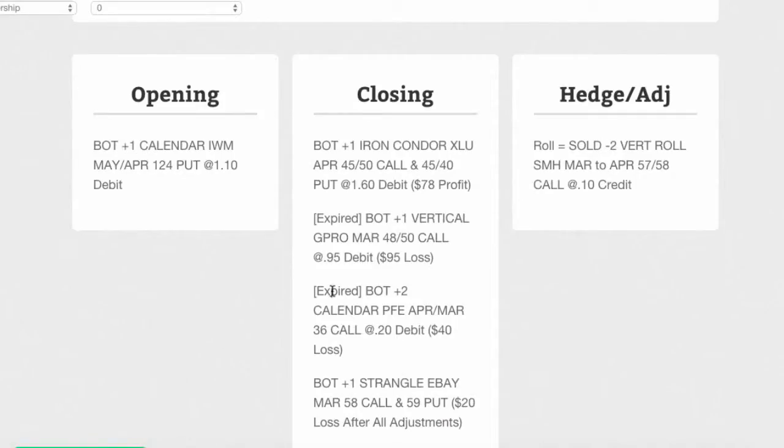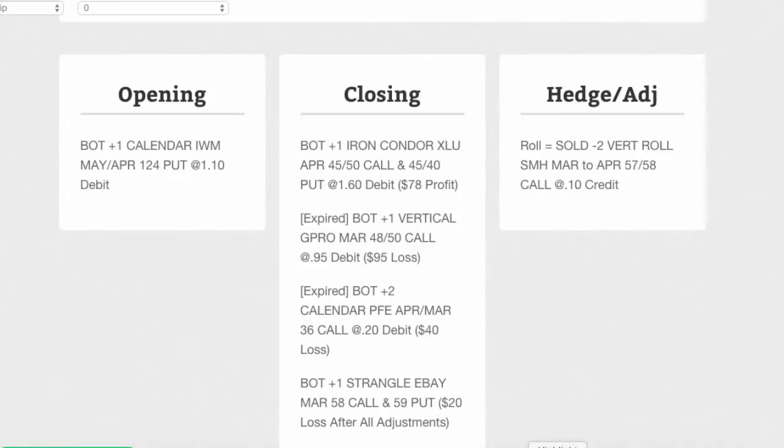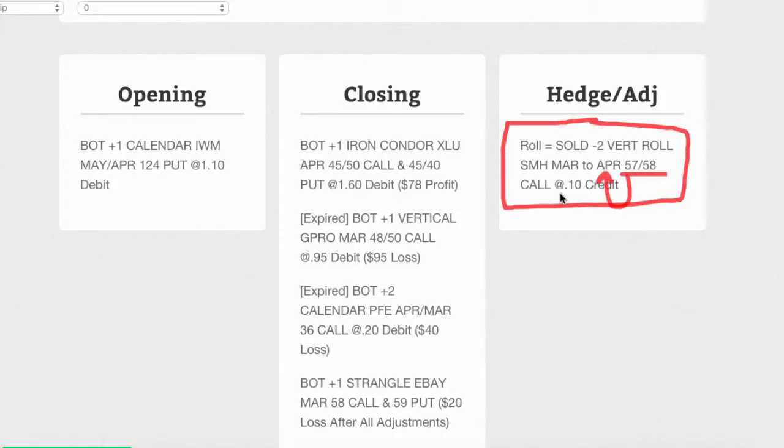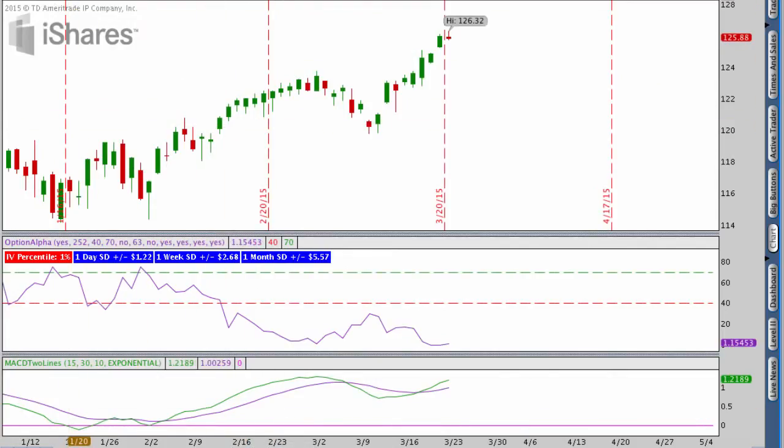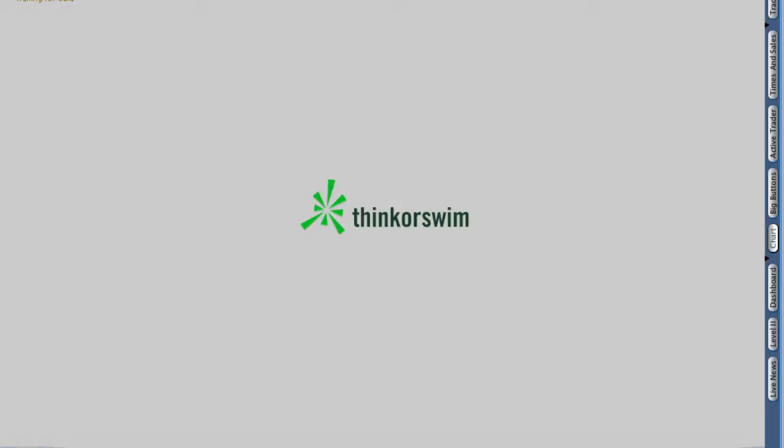The other trade I want to go over real quick is our hedge or adjusting trade. We did have an opportunity to roll our SMH call spread. We had the call spread in March, the 57/58 call spread, and had an opportunity to roll that out from March to April. So you can see we rolled that position from March to April and took in an extra 10 cents in credit. Even though implied volatility in SMH was a lot lower than when we originally entered the position, it still had really great implied volatility. This allowed us to roll the contract from one month to the next and still take in a credit, which is one of our golden rules in rolling: we want to be able to get paid to roll out to that next contract month.